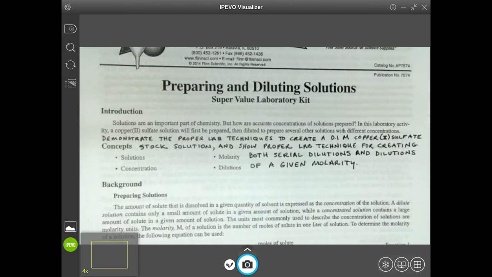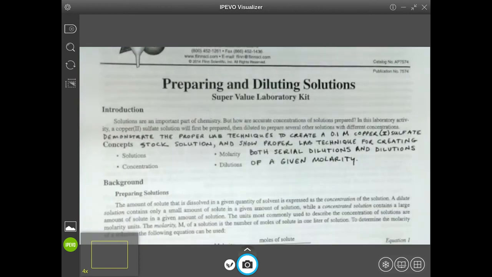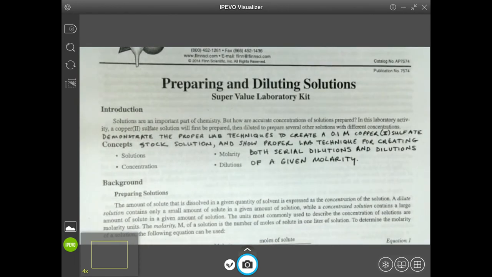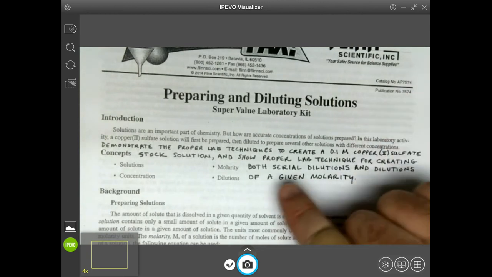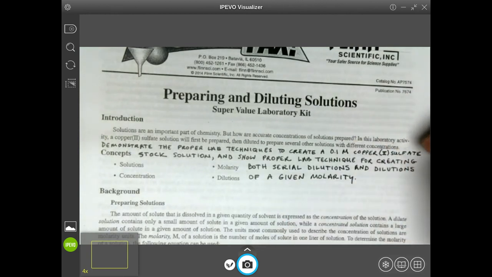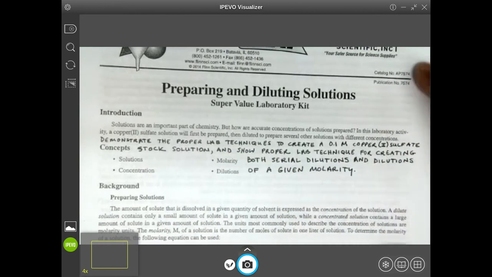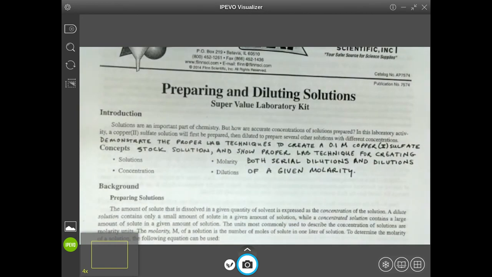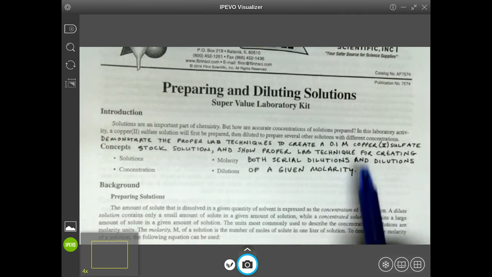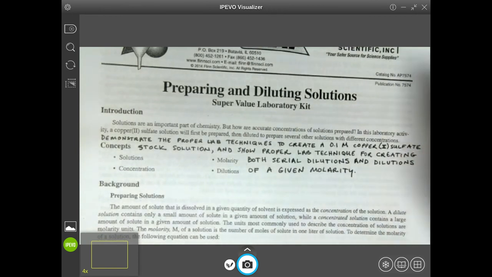But how are accurate concentrations of solutions prepared? In this lab activity, a copper 2 sulfate solution will first be prepared, then diluted to prepare several other solutions with different concentrations. So our goal here really is to demonstrate the proper lab technique to create a 0.1 molar copper 2 sulfate stock solution and show proper lab technique for creating both serial dilutions and dilutions of a given molarity. Okay, and you might not know the difference between those two, might not make sense right now, but you'll understand when we get through it.